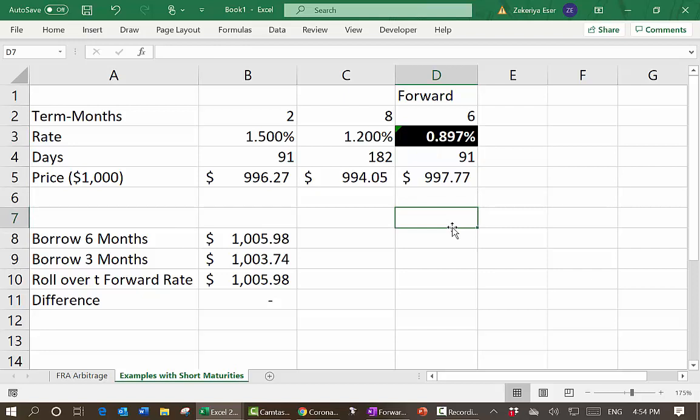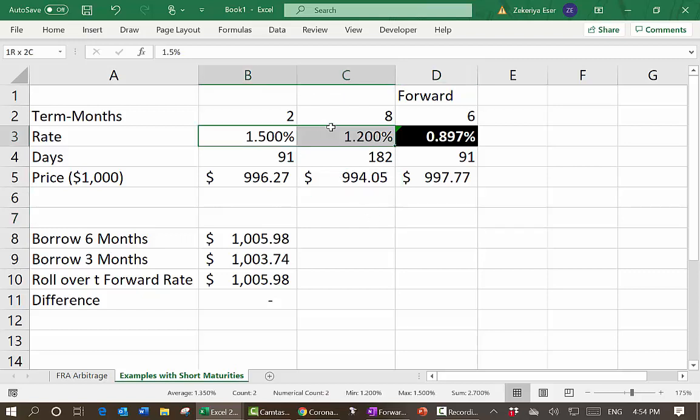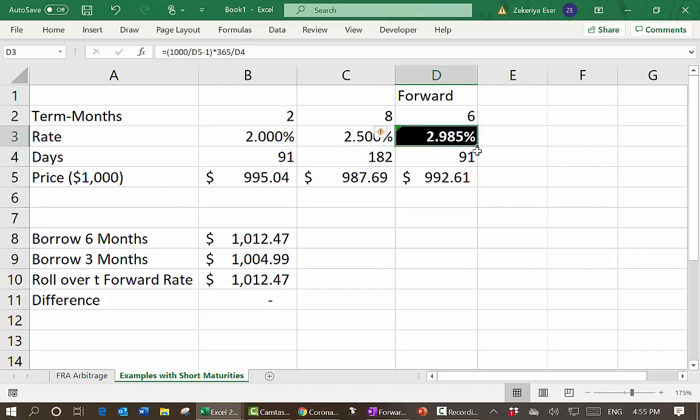You probably realize that in this case, the forward rate is indeed lower than both the 2-month rate and the 8-month rate. That's because in this case, the yield curve is downward sloping, which means as the maturity goes up, the yields are going down. If it was the other way around, and the yield curve was upward sloping, which means longer term interest rates are higher, so 2% versus 2.5, the 6-month forward rate is going to be actually higher than both of them. So just because you find a forward rate that is smaller than either of them doesn't mean you've done it incorrectly.